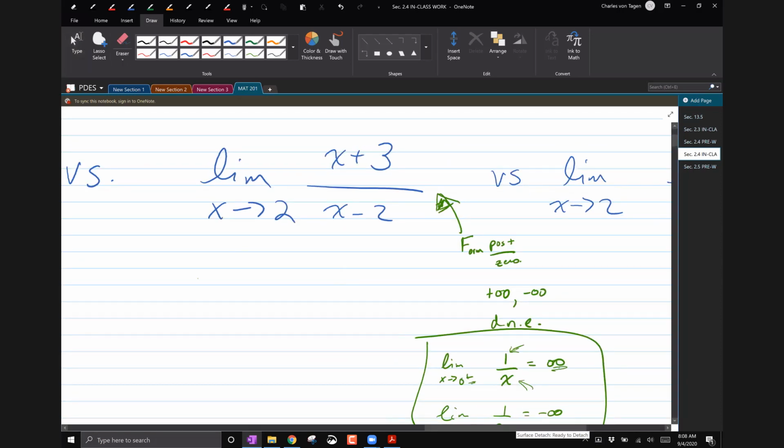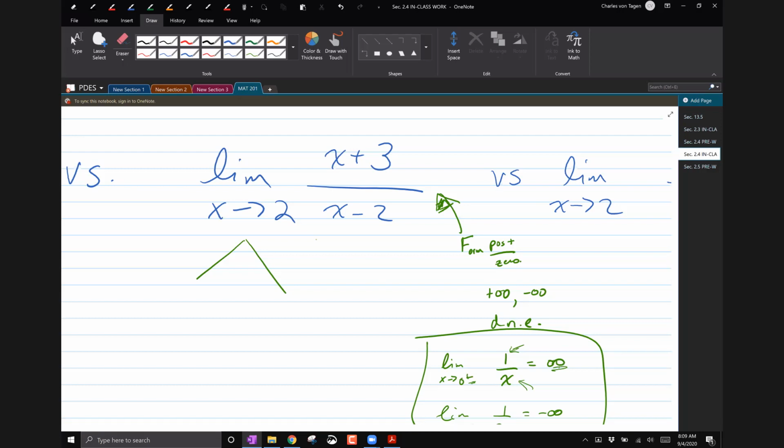Well, in this case, x is approaching 2. And notice if x were, say, 1.9, what would be the sign on that denominator? It'd be a small but negative number. And if x were, say, 2.1, what would be the sign on the denominator? It would be a small but... These are the easy questions, folks. Positive. Positive number.